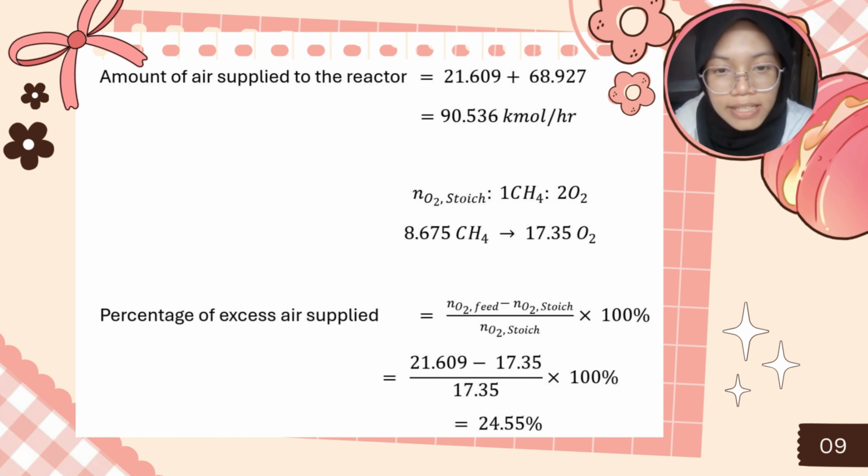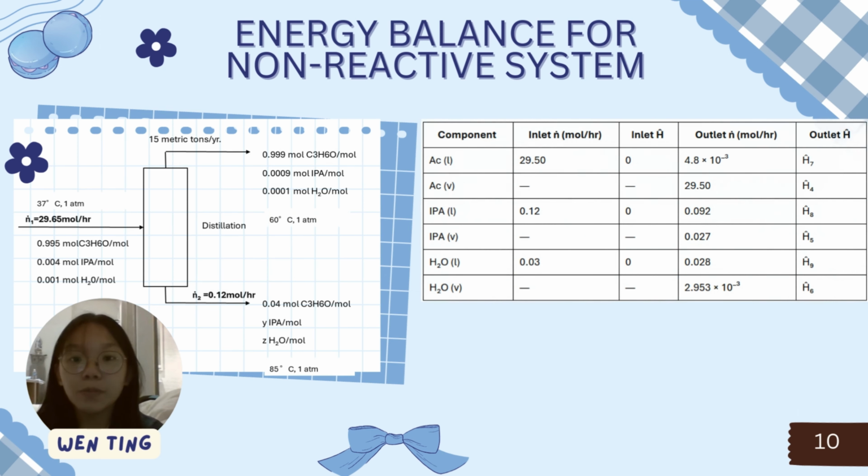Next, from the element balance method that we use, we can finally find the amount of air supplied to the reactor and the percentage of excess air supplied. So I'm going to perform the energy balance for a non-reactive system. So we take the distillation column for this non-reactive system.